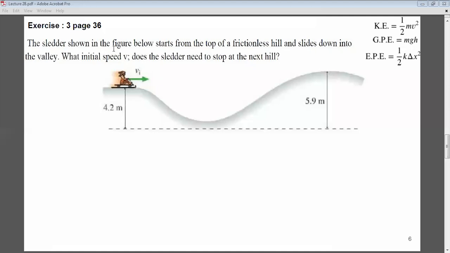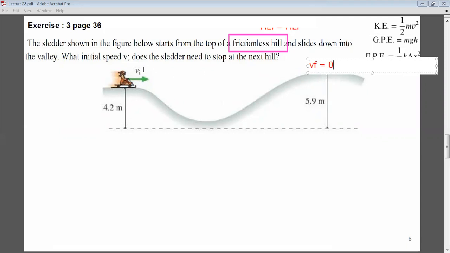The slider shown in the figure below starts from the top on a frictionless surface. So I have a frictionless surface, which implies I can use conservation of mechanical energy, that is, mechanical energy initial equals mechanical energy final. The slider slides down into the valley. What initial speed V does the slider need to stop at the next hill? So here V final is equal to 0.